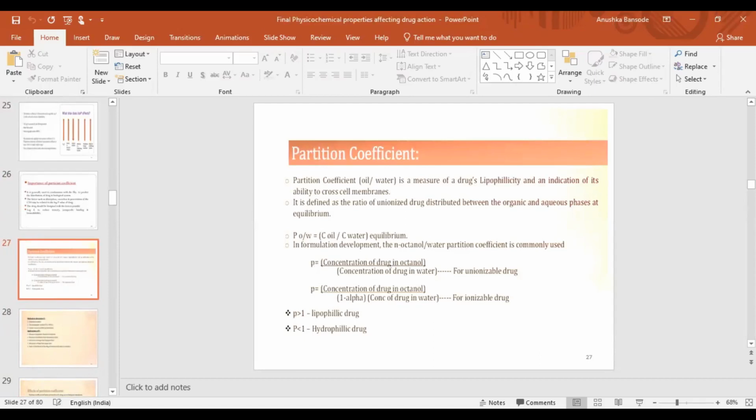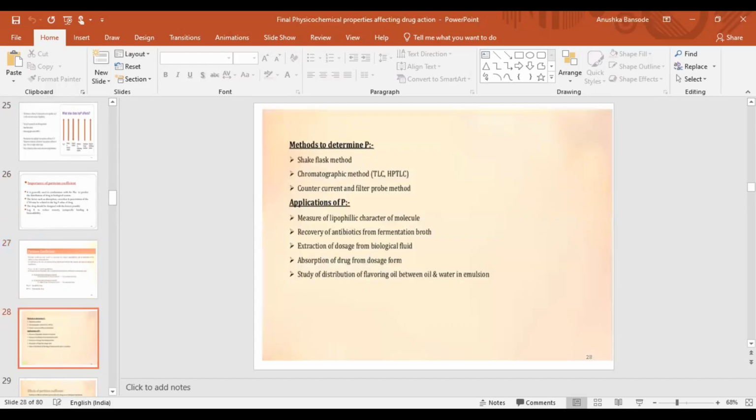It is a measure of drug lipophilicity and an indication of its ability to cross the blood-brain barrier. And the formula for an unionizable drug: P is equal to the concentration of drug in octanol divided by the concentration of drug in water. And for an ionizable drug, it is the concentration of drug in octanol divided by the concentration of drug in water, right? So the methods we have also seen.